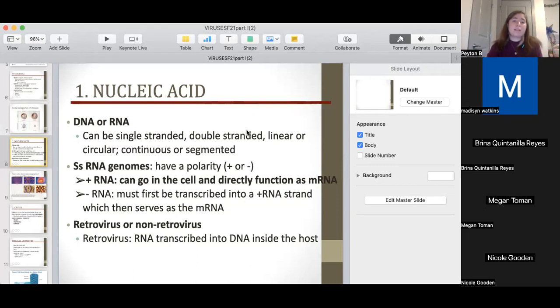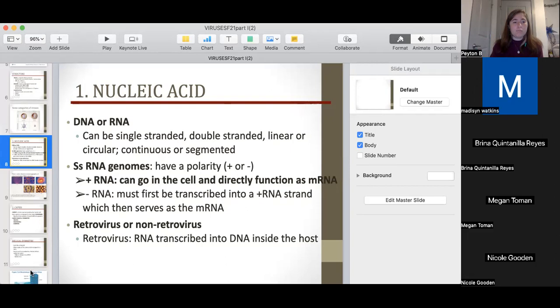Yeah, exactly. So negative sense, it's not mRNA. So you have to transcribe it into the complementary strand of mRNA, positive sense, to make the proteins. Exactly. So yeah, go over your senses. Single-stranded RNA genomes have a polarity of positive or negative. Positive RNA, they can go into the cell and directly function as mRNA. Negative RNA, they must first be transcribed into a positive sense RNA strand, which then serves as the mRNA. So it's like an extra step if it's a negative sense. So yeah, that is good to know, knowing the senses.